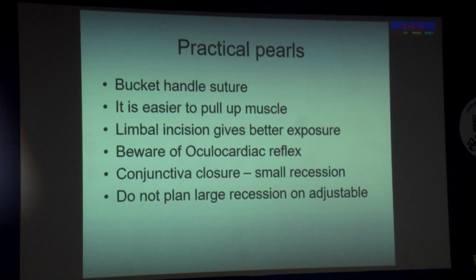It is relatively easier to pull up the muscle than to push it behind. So sometimes it's probably better to leave them a little more than what you anticipated. Limbal incision gives better exposure, better closure, and is easier for adjustment. But the short noose technique you can do very successfully with a fornix incision also.